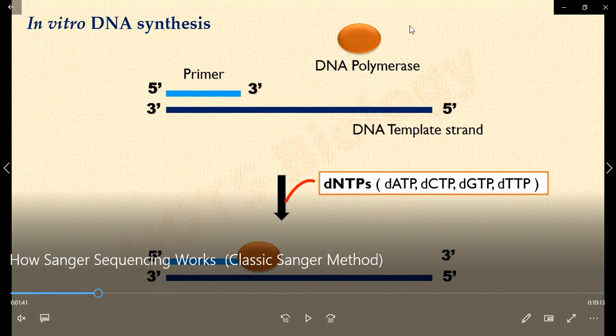DNA polymerase is an endonuclease. It cannot read the sequences at the terminals. It can read the sequences within the DNA strand. It is an endonuclease enzyme.